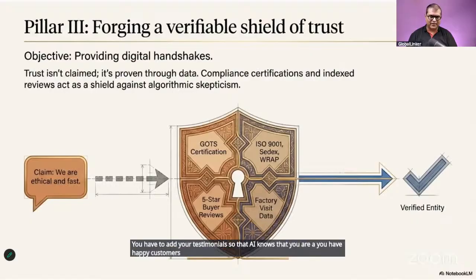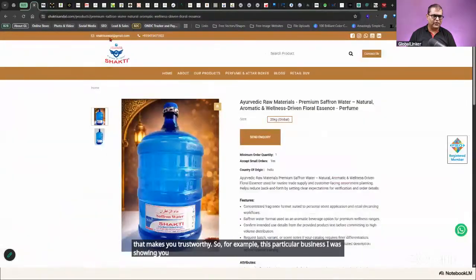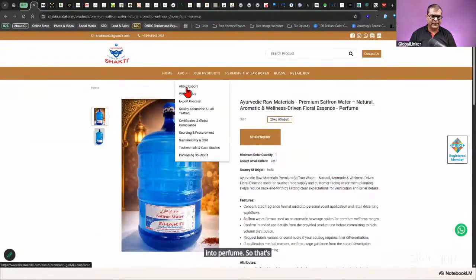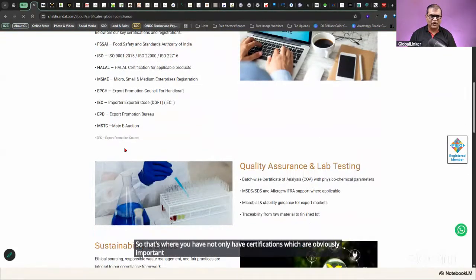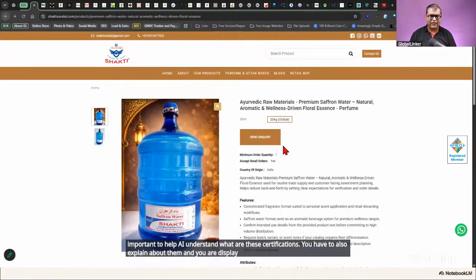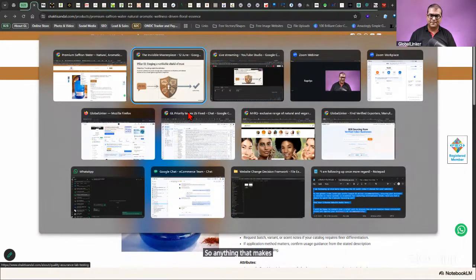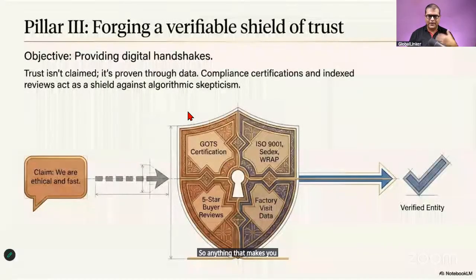You have to add case studies if they are there, and anything that makes you trustworthy. So, for example, this particular business I was showing you is in perfume. That's where you not only have certifications, which are obviously important to help AI understand, but you also have to explain what these certifications are, and you are displaying the certifications as well. In addition to that, because this is a product used for personal consumption, quality assurance and lab testing, etc. So anything that makes you trustworthy and genuine, you should be displaying that.